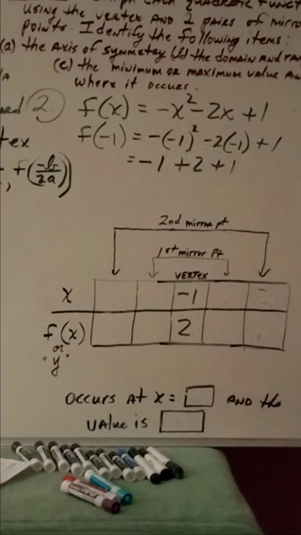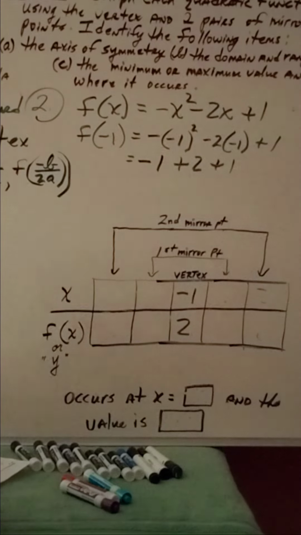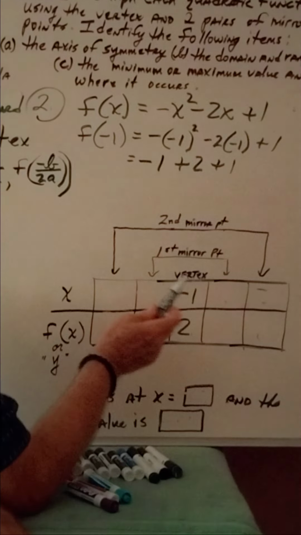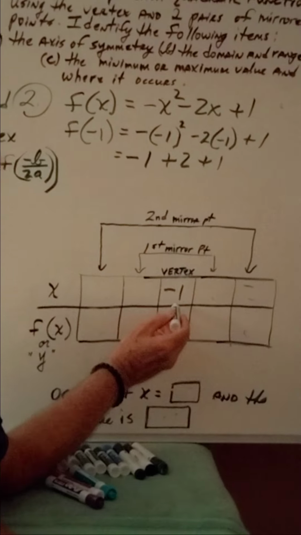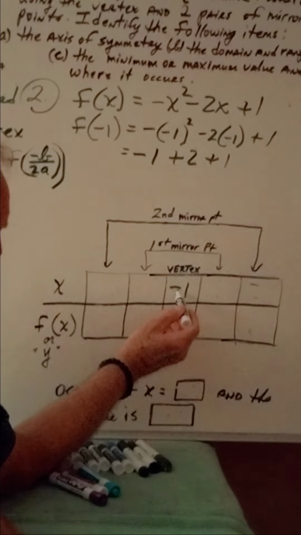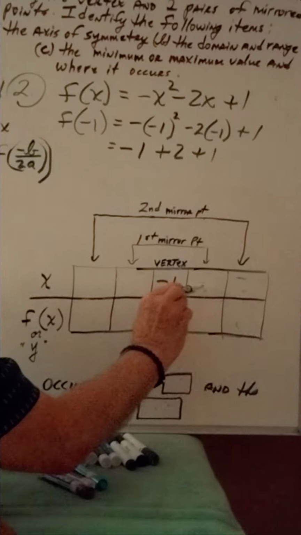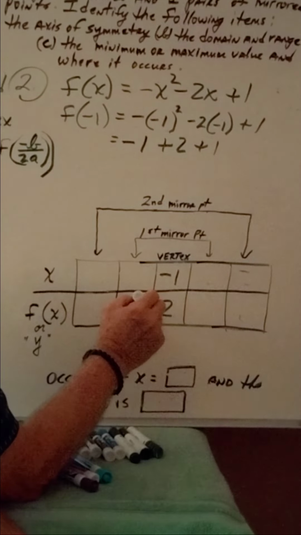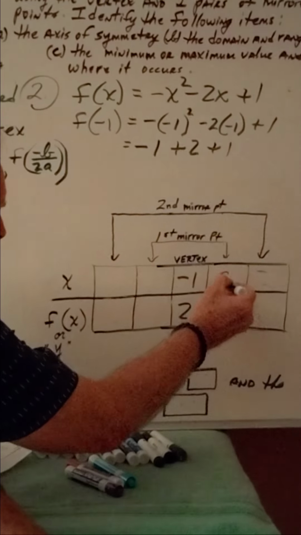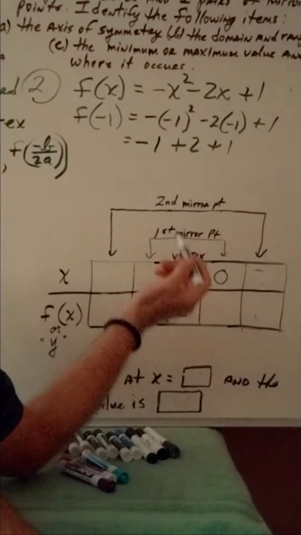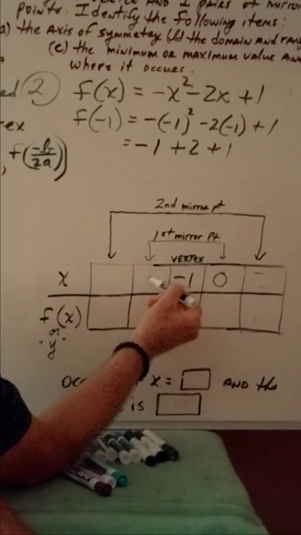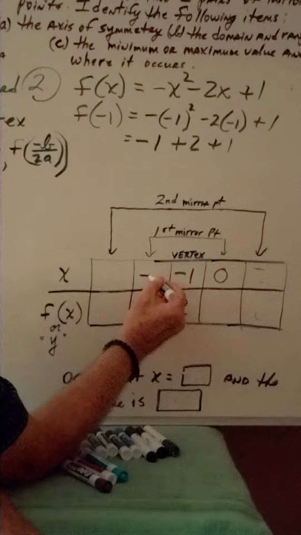Now, let's speed it up here just a little bit. Here's your number line. The x value is negative 1. Go 1 unit to the right of that negative 1 on the number line, and you're going to be at 0. Go 1 unit to the left on that number line, and you're going to be at negative 2.